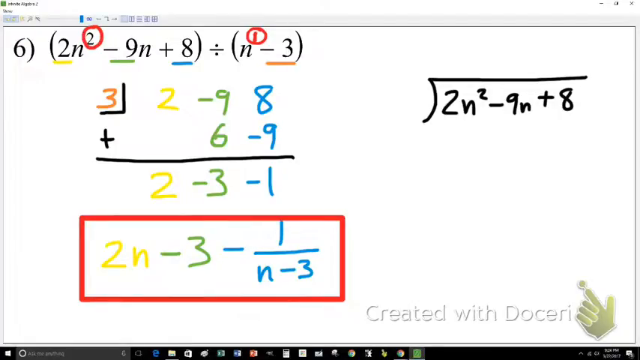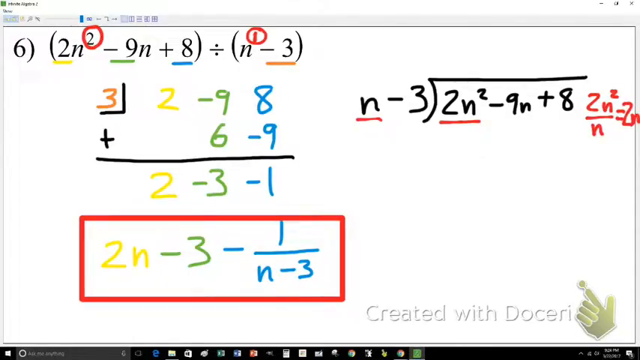Out front of that trinomial, we go ahead and put our binomial n minus 3. Okay. The very first step, once again, is we take the leading term in here, and we divide it by our leading term of our binomial. Okay, so 2n squared divided by n will be equal to 2n.